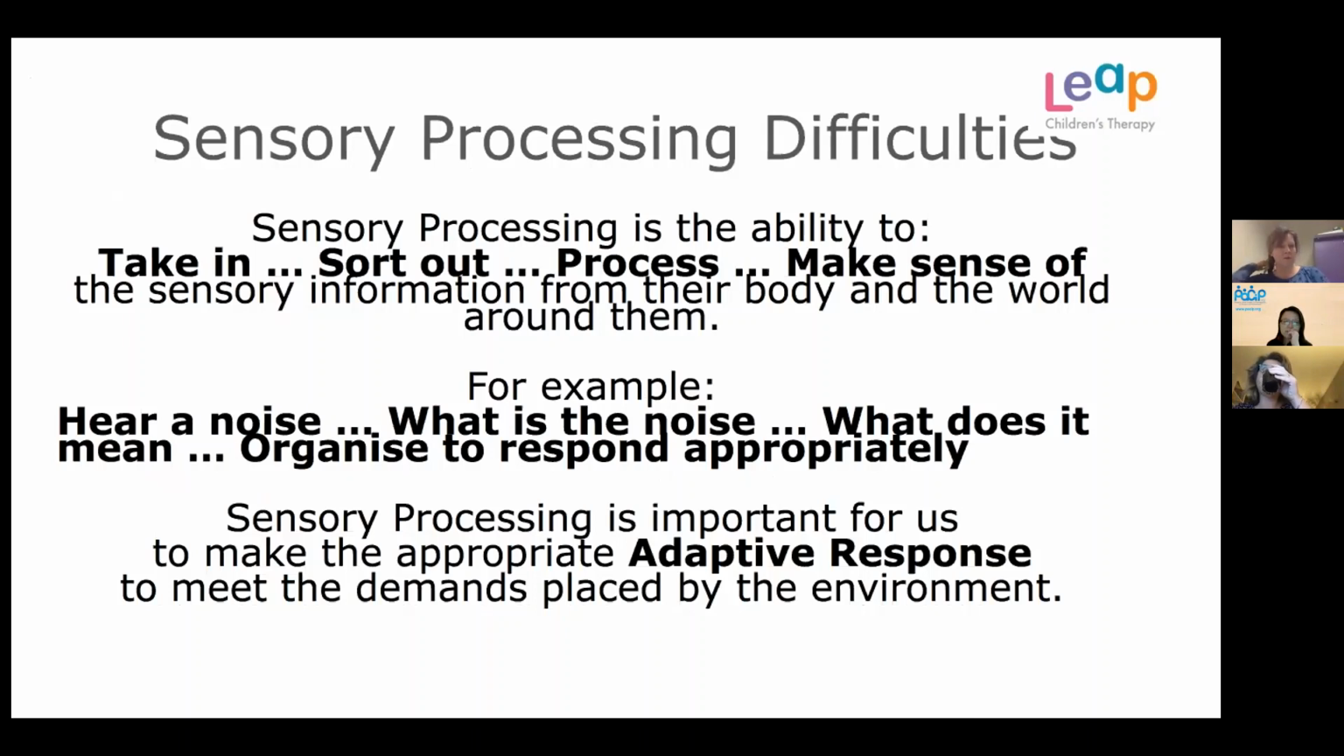Okay, so we're not talking about people who have got a hearing impairment or a visual impairment or any other kind of sensory impairment. There's nothing wrong as such with the physical part of the sense. It's more about the processing. So the key thing is having the right response to the stimulus. It's what we call the adaptive response.